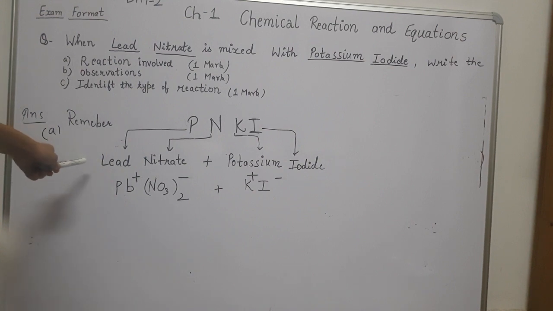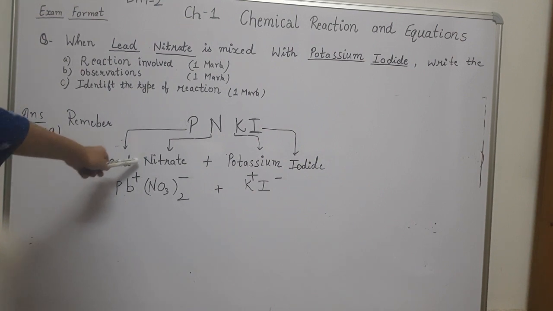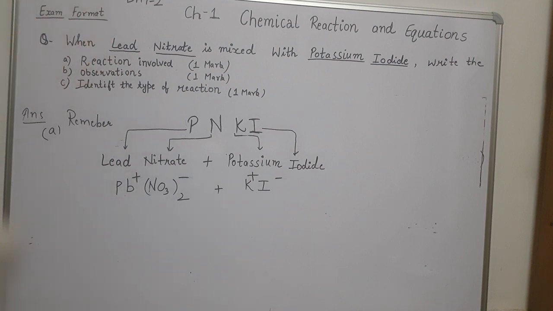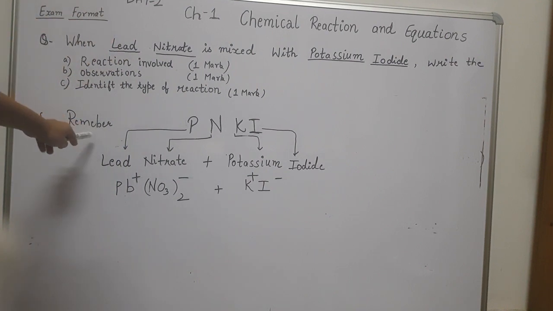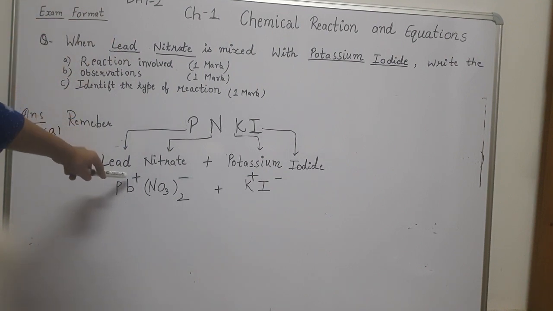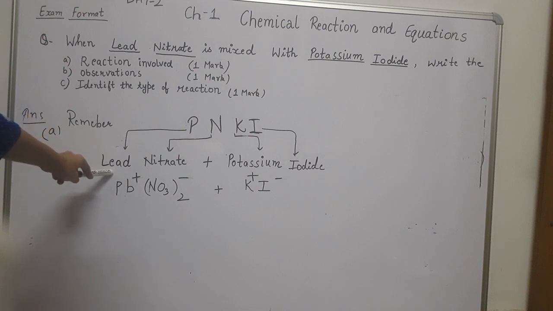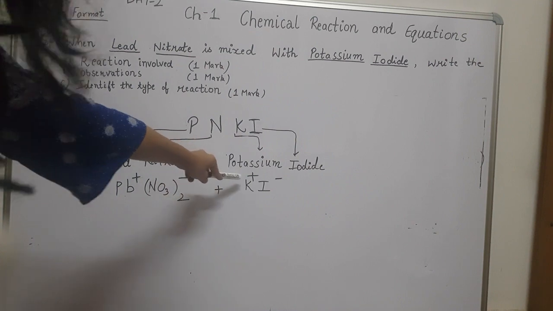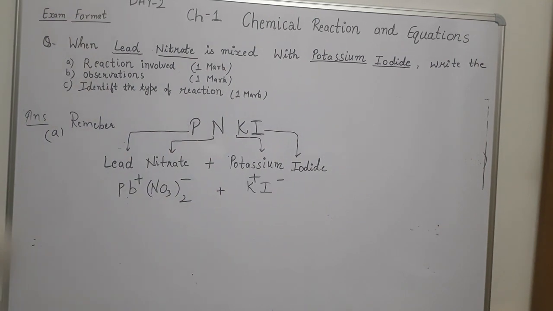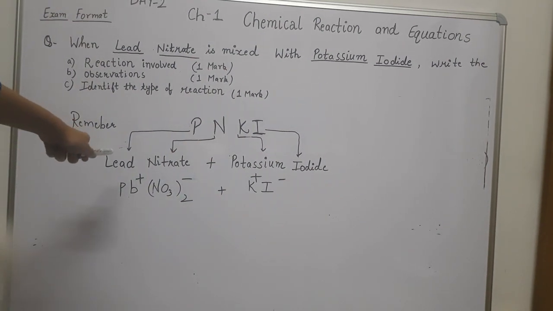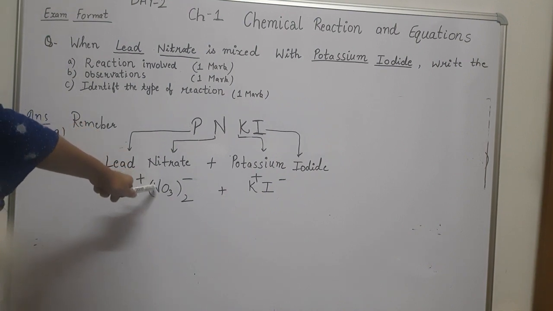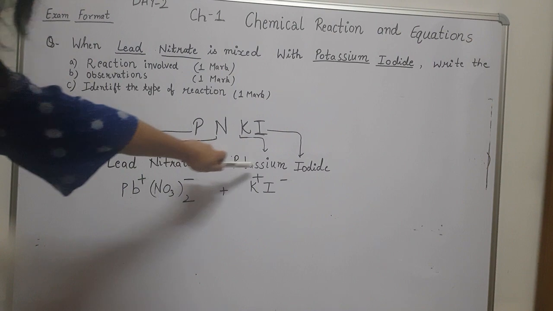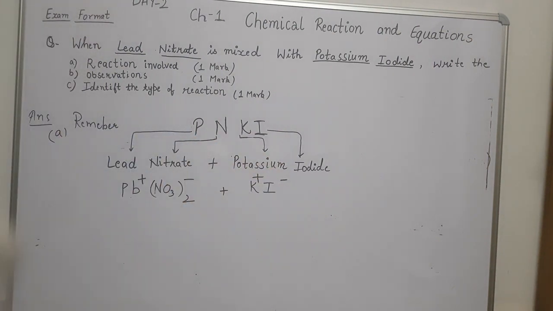As you know, the symbol of lead is Pb and for nitrate it is NO3. The element which is present in the beginning is always positive. Like lead is present here, it is positive. Potassium is present in the beginning, it is also positive. And the element or compound which is present at last is negative. Nitrate is negative, iodide is also negative.